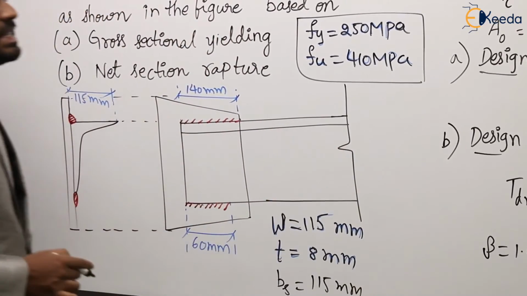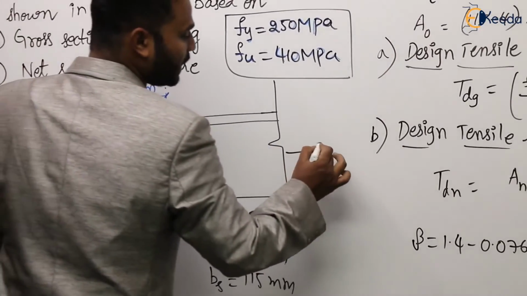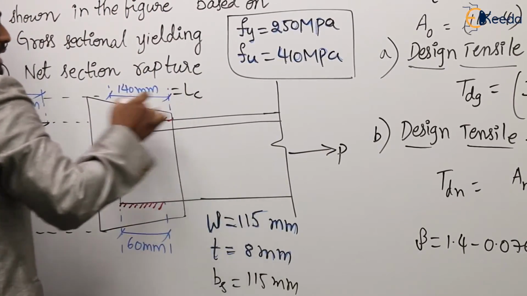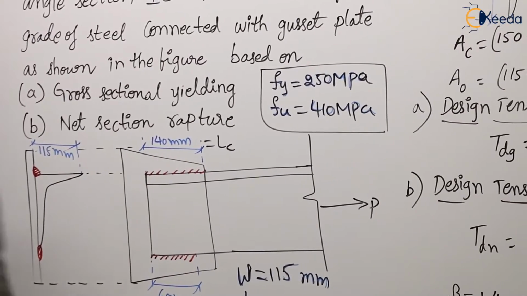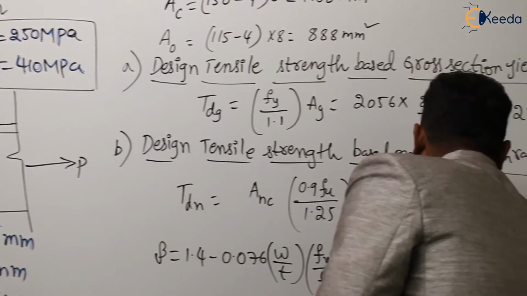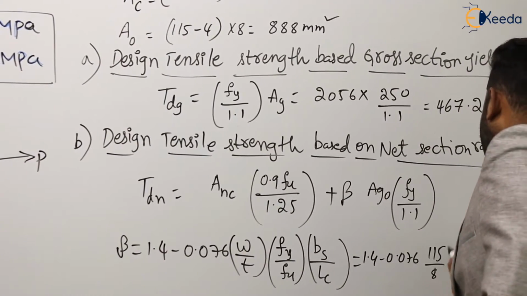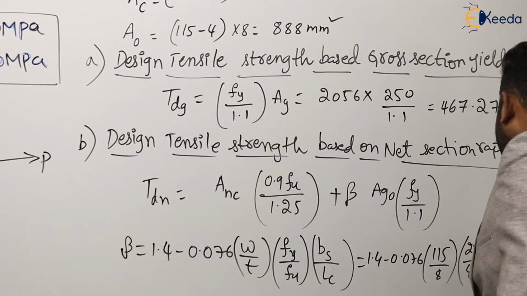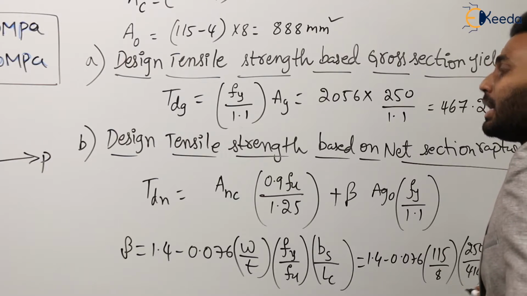And Lc is the length of the connection in the direction of the load. Here it is a tension load, so this is the direction of the load. So in the direction of load, what is the length Lc? Lc is 140 mm. So everything is known in that formula. Substitute and calculate the value. So 1.4 minus 0.076. W is 115 by 8. And Fy is 250, and Fu is 410. And Bs 115, and Lc is 140.